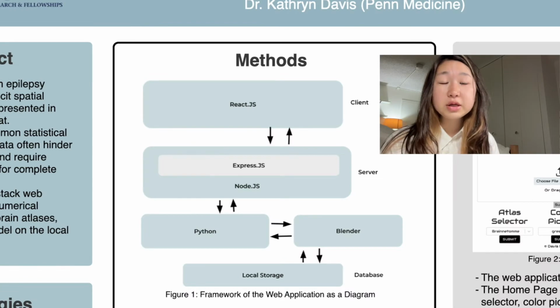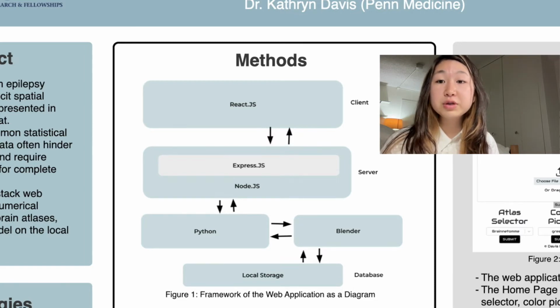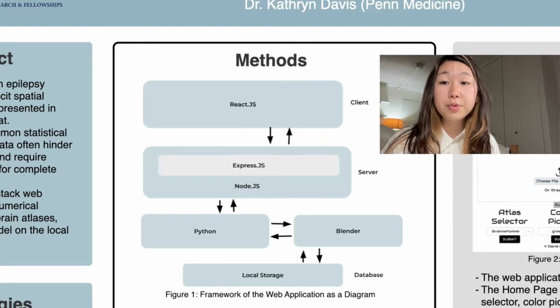Moving on to methods, the framework of the web application as a whole is represented as a diagram in Figure 1. To clarify, the front end of the web application was developed using React.js. Initially, the user would input a comma-separated values file or a CSV file of numerical brain data, the desired atlas, and the color. Consequently, Axios, which is a library in React, sends an HTTP request to Express.js within the Node.js server for each submit button in the front end.